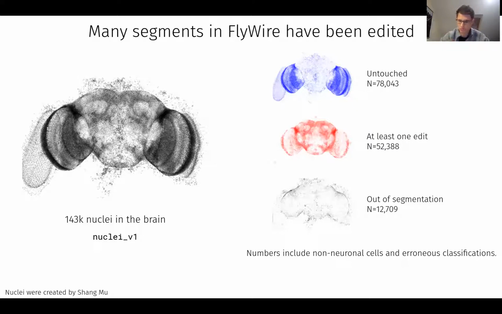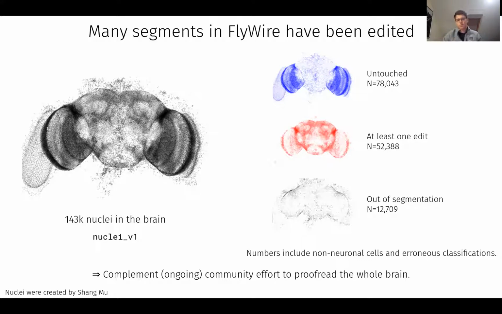But overall, the vast majority of nuclei within the central brain has been touched and edited, and we also verified that further. So we believe, and Mala alluded to that, this is now a point where we want to start an effort towards complementing this ongoing community effort in order to proofread the whole brain, and as a first step, the central brain. Having everything proofread to a certain extent is of benefit to everybody who is doing work in Flywire and also to the broader community.